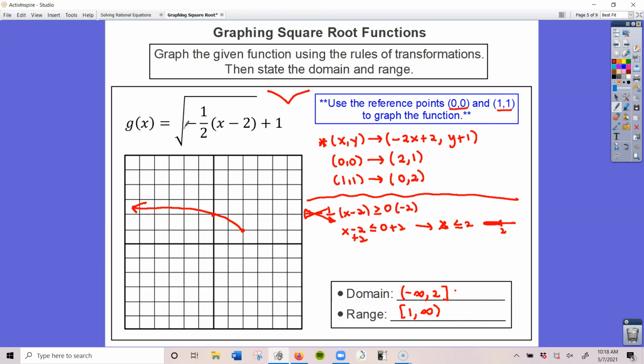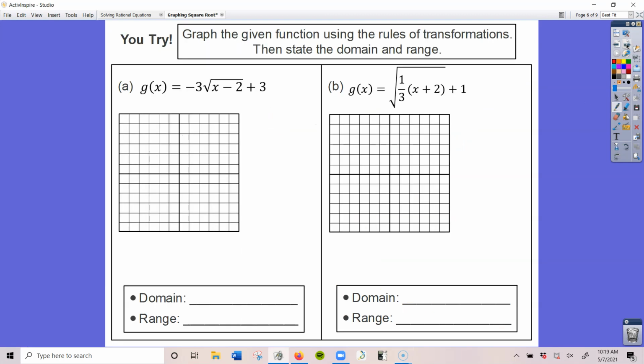And then for the range, there's no negative in front, so this would be y is greater than or equal to this number, which is 1, which matches my range. So whichever method you prefer to use is fine with me. You can use the graph or you can use the rules that we did earlier. Let's practice that a little more.